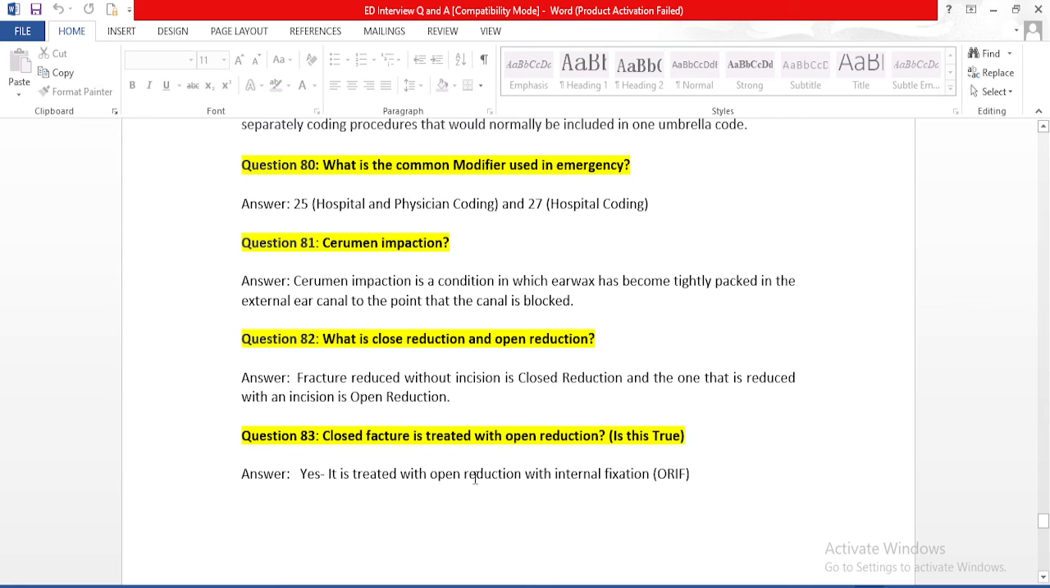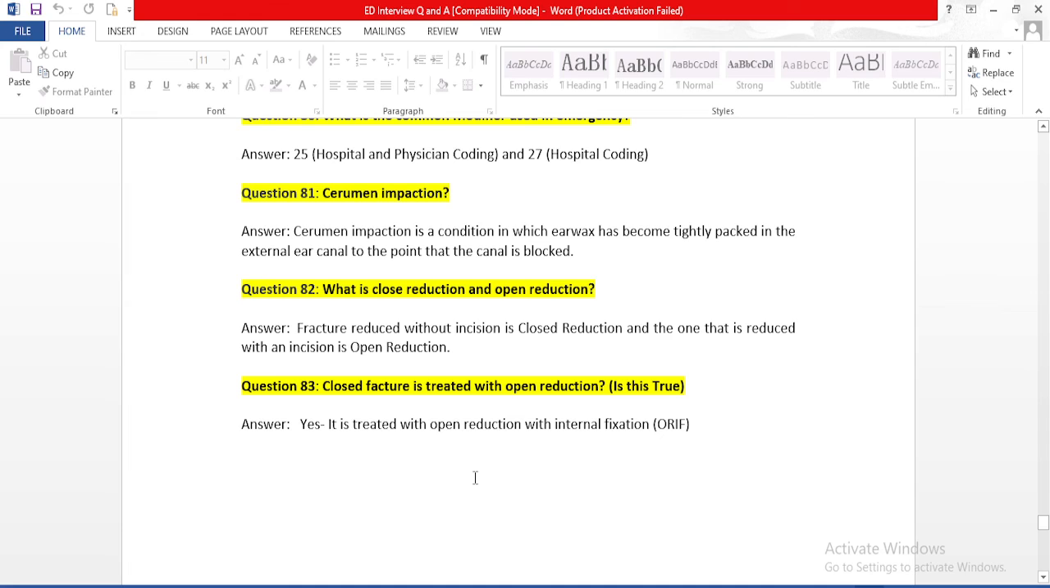Next question. What are the common modifiers used in the emergency department? Usually 25 and 27. So what is cerumen impaction? Cerumen impaction is a condition in which earwax has become tightly packed in the external ear canal to the point that the canal is blocked. So what is closed reduction and open reduction? So a fracture reduced without incision is closed reduction and the one that is reduced with an incision is open reduction. Next question. Closed fracture is treated with open reduction. Is this true or not? Yes, it is treated with open reduction with internal fixation.